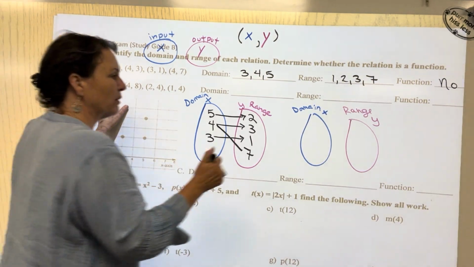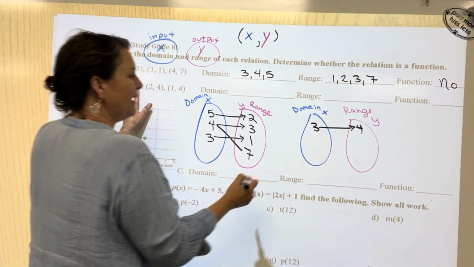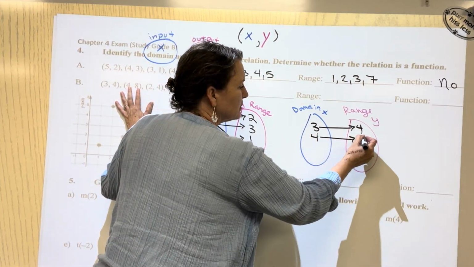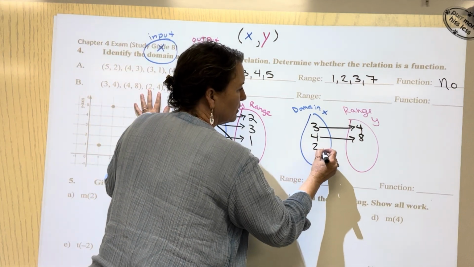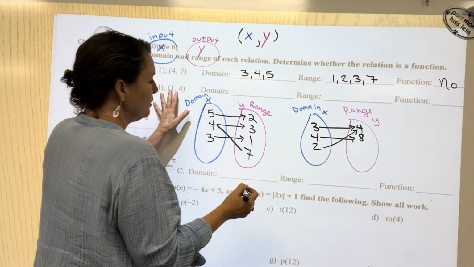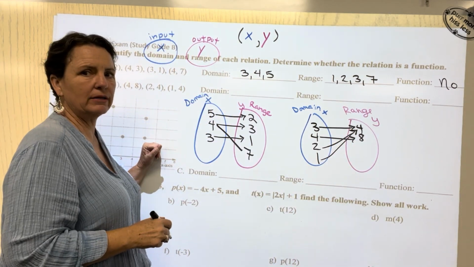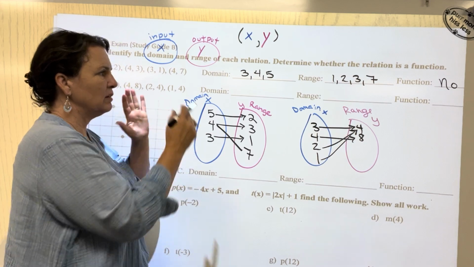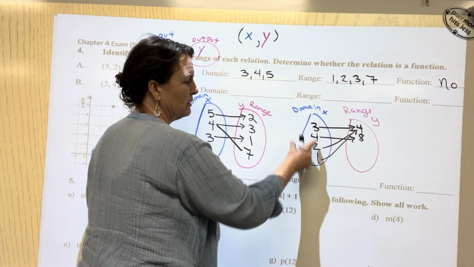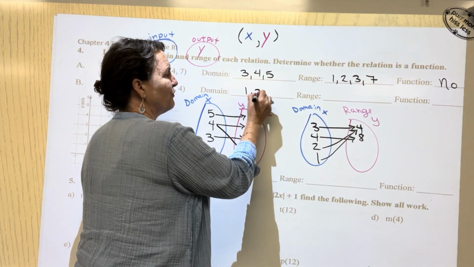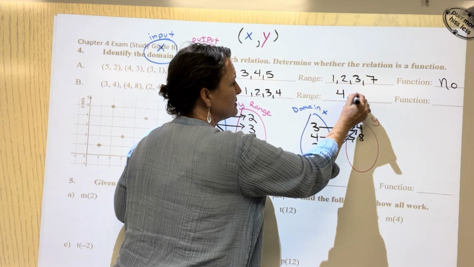3 goes with 4, cool. 4 goes with 8, awesome. 2 goes with 4. 1 goes with 4. Very interesting. Well, first of all, let's determine our domain and range. Domain are all the numbers in our first section here. So 1, 2, 3, 4. And our ranges are the numbers that are over here, 4 and 8.